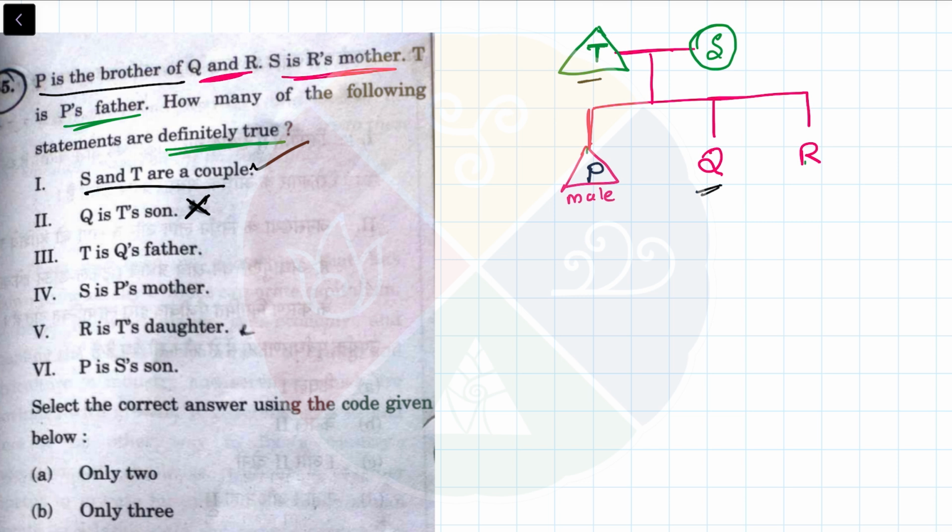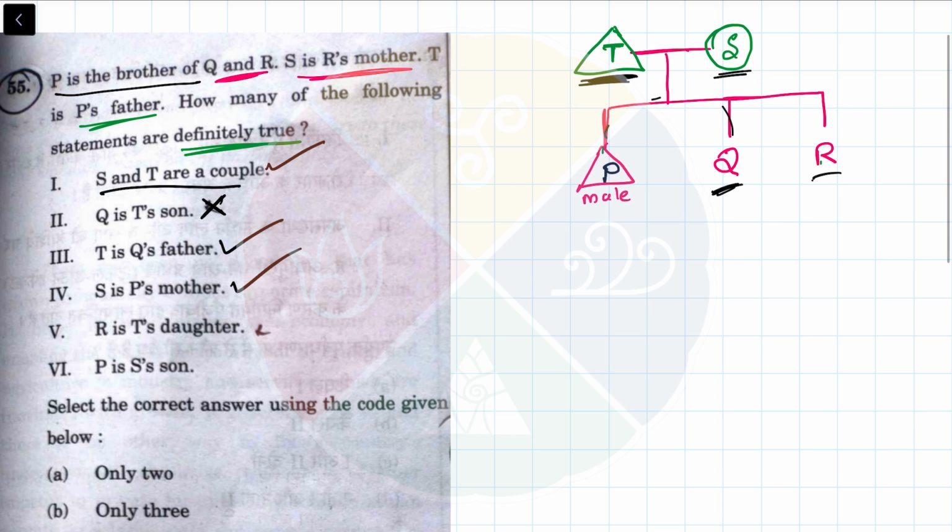T is Q's father, because we don't know the gender of Q. T is Q's father. True. Q has a father. We know the gender of T. That is true. S is P's mother. P has a mother. That is this. True. R is T's daughter. R is T's kid, but we don't know if R is male or female. So that may or may not be true. It's not definitely true. P is S's son. And that is also true.